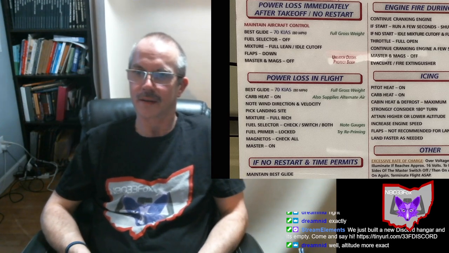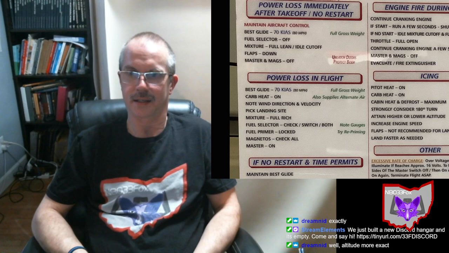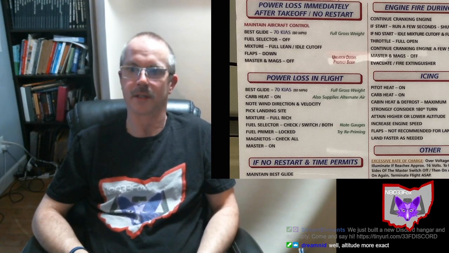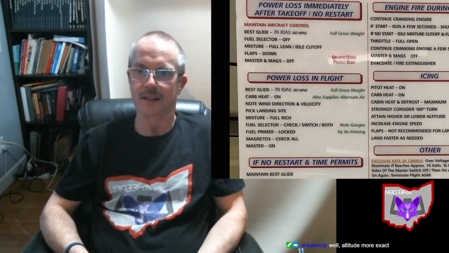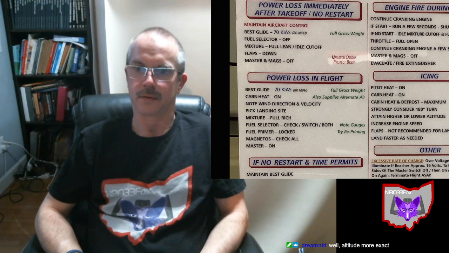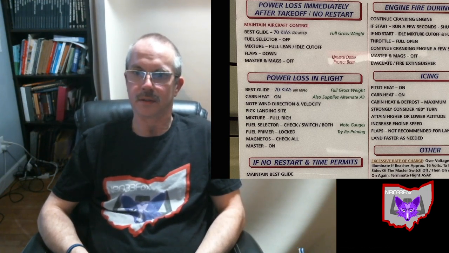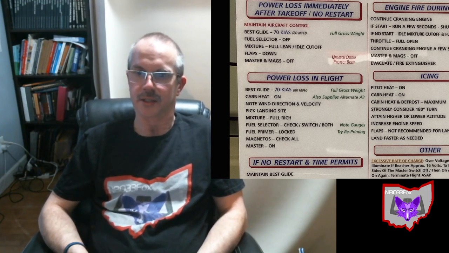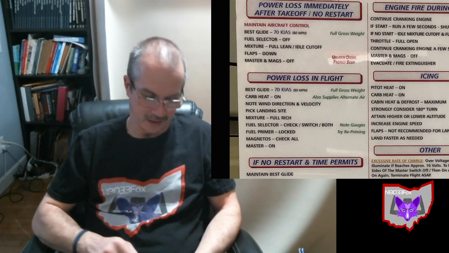In-flight power loss: best glide again, carb heat on, and we need to know where our wind is from. Pick a landing site, and then make sure to full rich, check the fuel, make sure primer's interlocked, check the mags, and make sure master's on. And then we're going to attempt to restart.